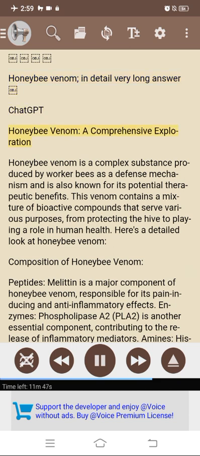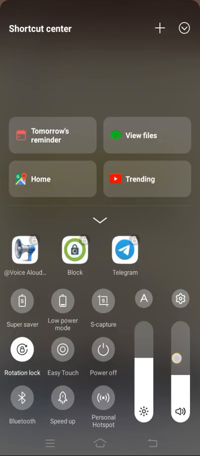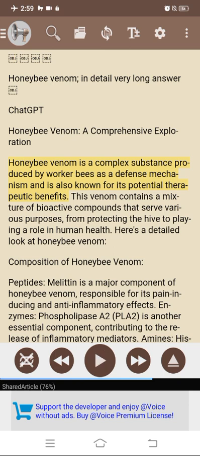Honeybee venom: a comprehensive exploration. Honeybee venom is a complex substance produced by worker bees as a defense mechanism and is also known for its potential therapeutic benefits. This venom contains a mixture of bioactive compounds that serve various purposes, from protecting the hive to playing a role in human health. Here's a detailed look at honeybee venom.